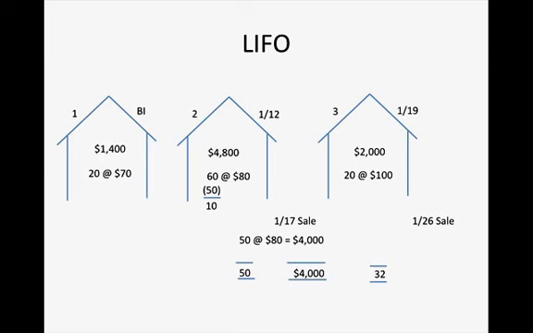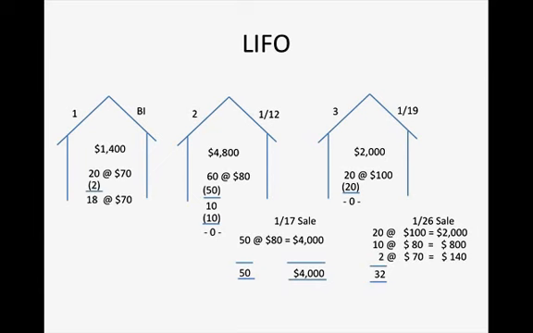Now for the January 26th sale, we would look to the last in, which are in garage 3, or the January 19th purchase, to get those 20 units. But we still need 12 more units. We can get 10 units from garage 2, or the January 12th purchase, and the remaining 2 units from garage 1, or beginning inventory. Then we add up the amounts to get the cost of goods sold for the January 26th sale.